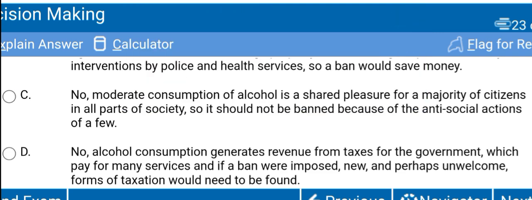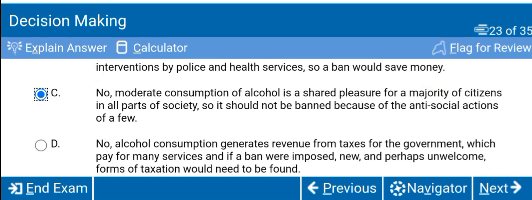So the correct response is option C, which says: no, moderate consumption of alcohol is a shared pleasure for a majority of citizens in all parts of society, so it should not be banned because of the antisocial actions of a few.